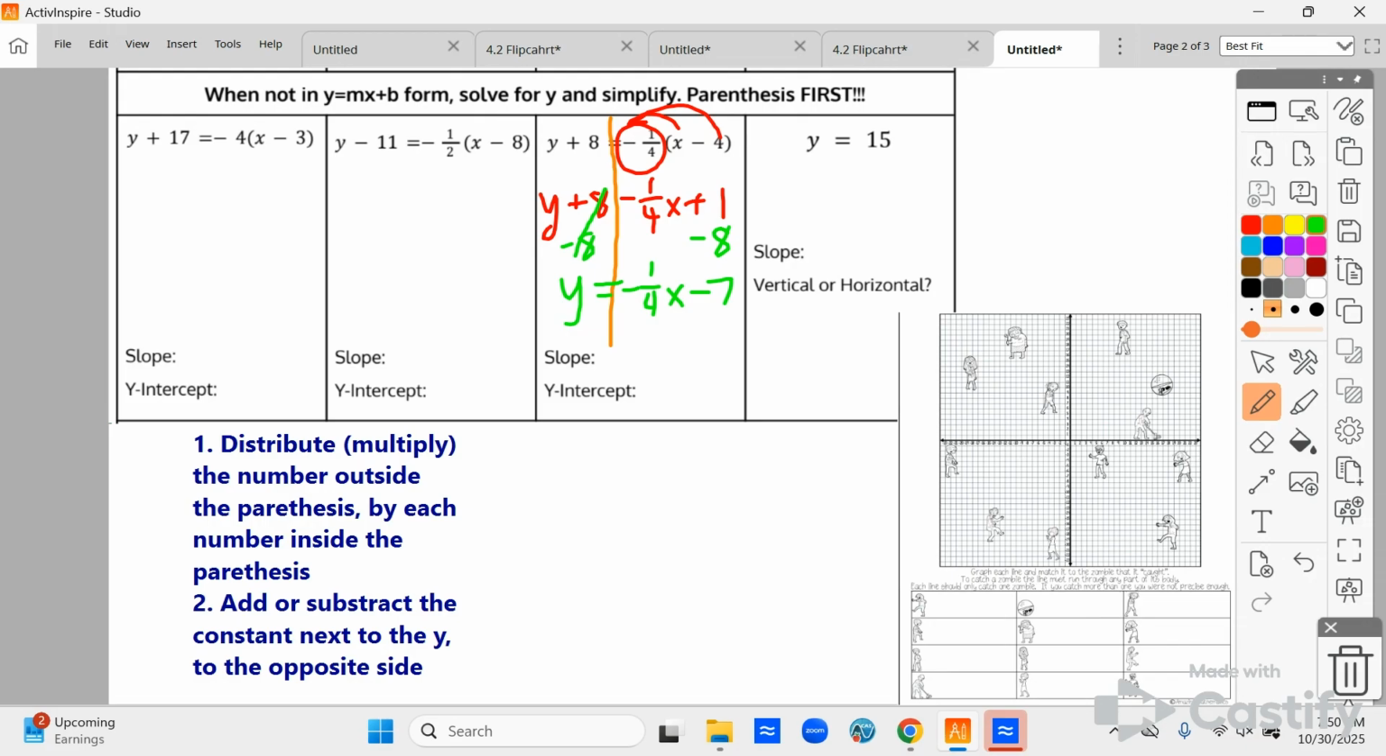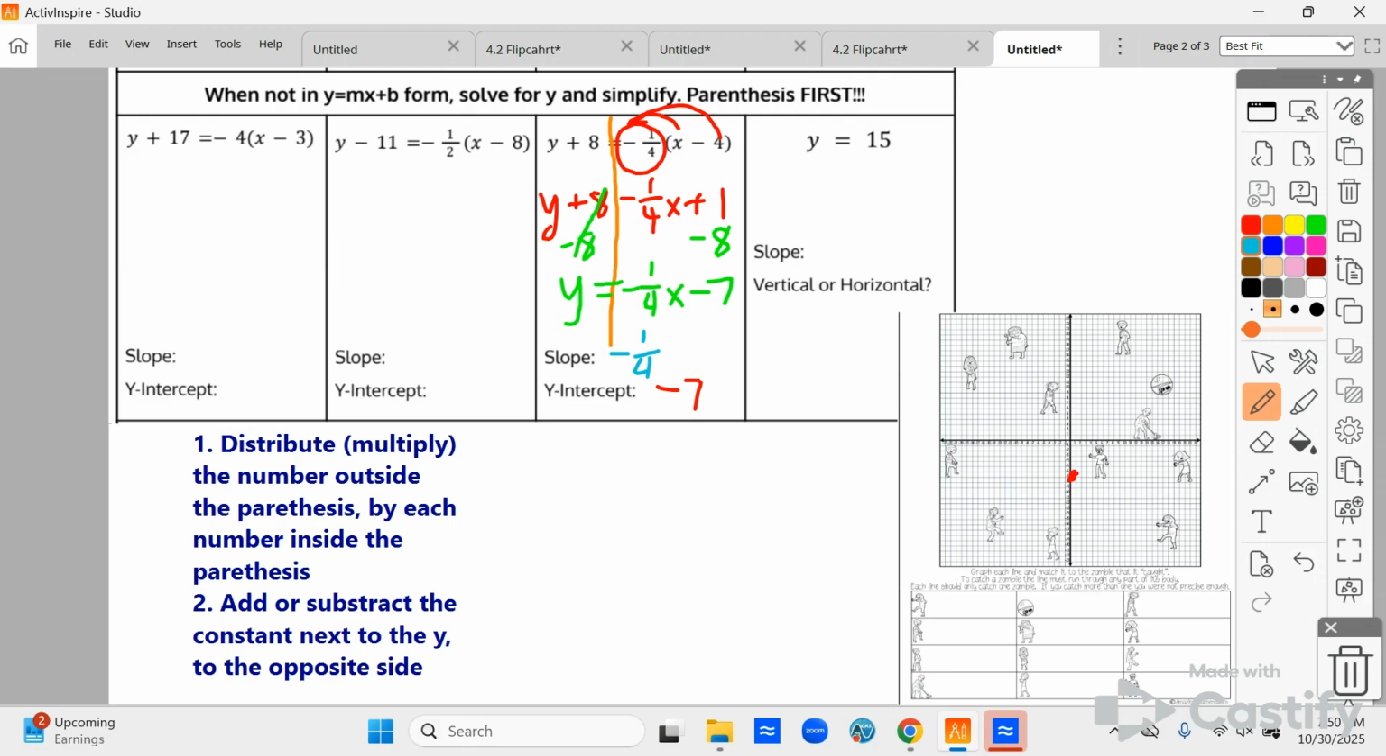So my y-intercept is going to be negative 7, and my slope is negative 1/4. So I'm going to start at negative 7. And again, it's so tiny, but that's about here. And again, you're going to be more accurate than me. And then I'm going to rise negative 1, meaning I'm going down 1, and then right 4 again.